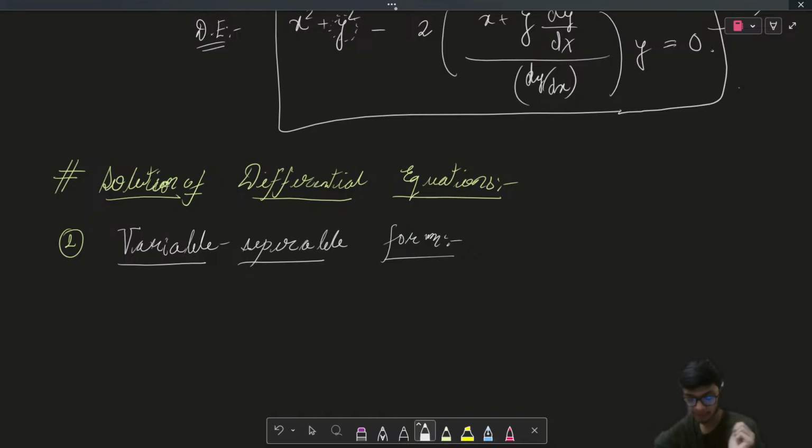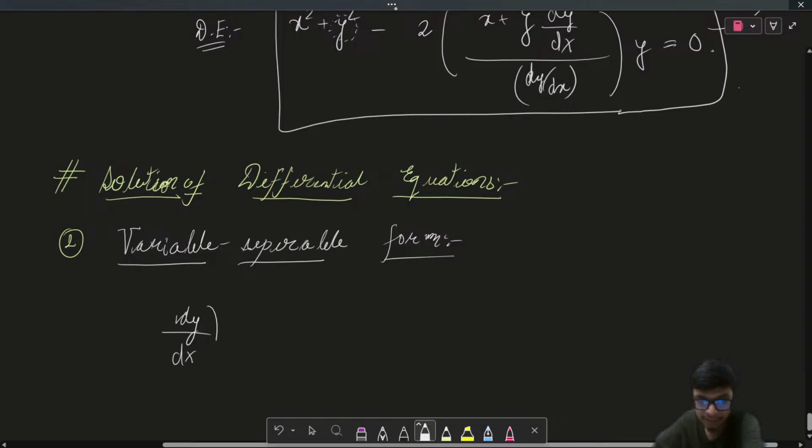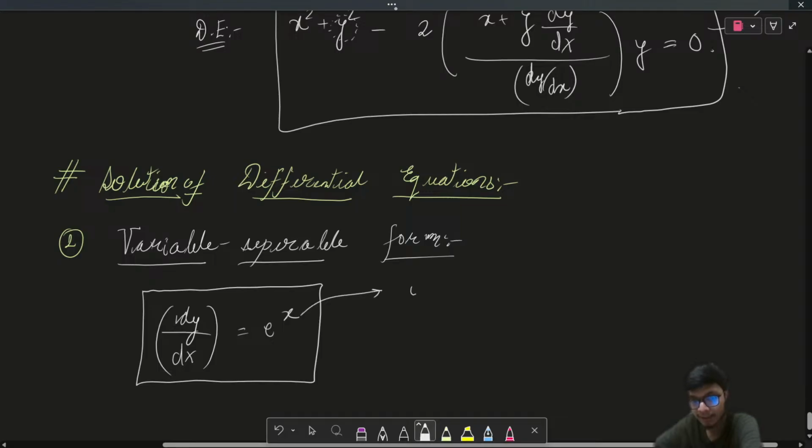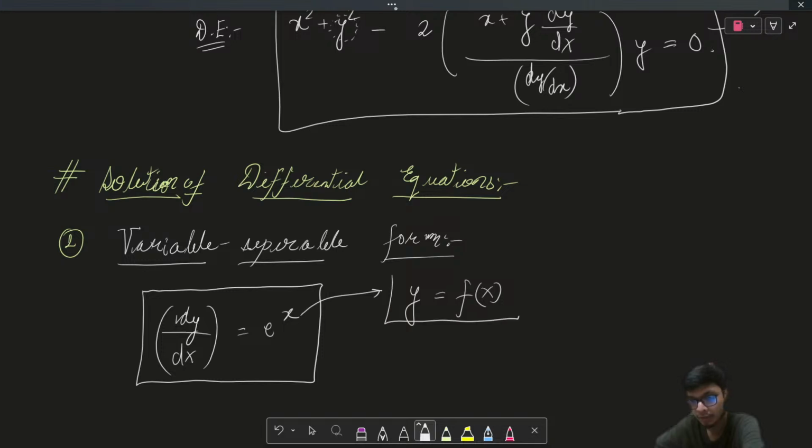If I give you a very simple example, let's say dy by dx is equal to e to the power x. If I need to find the solution of the differential equation, what I mean is that I need to write the value of this unknown y in terms of only a function of x, and that will refer to my solution, right?